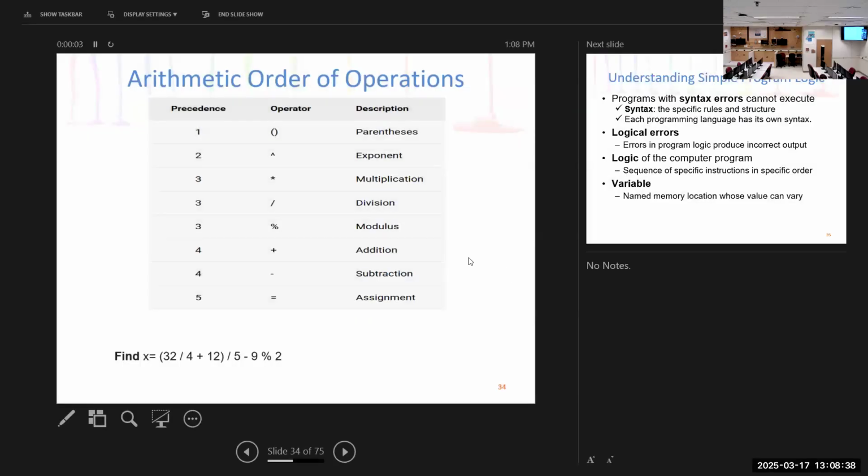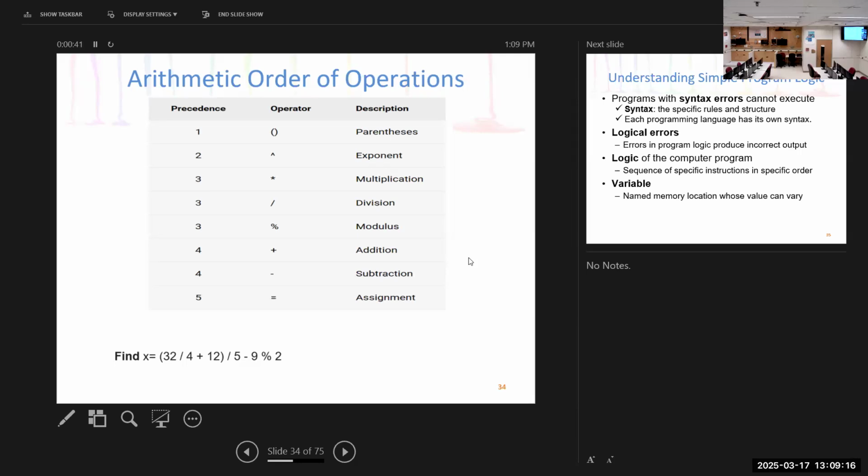So for the arithmetic order of operation here, right? Everything inside the parentheses has the first priority. Right? So if you have a lot of things to do here, make sure that you do everything inside the parentheses. And the next one is the exponent. That is the second priority. The third one, you have multiplication, division, modulo. They are the same. And the next one, you have addition and subtraction here. And the last thing, you have the assignment, right?